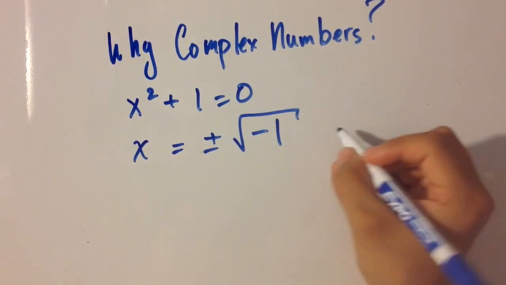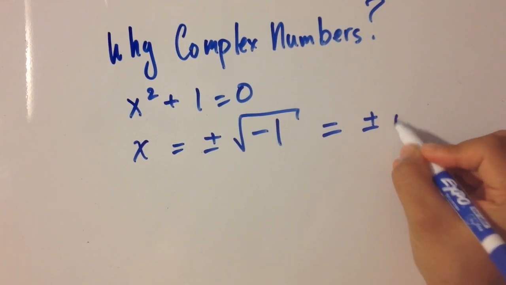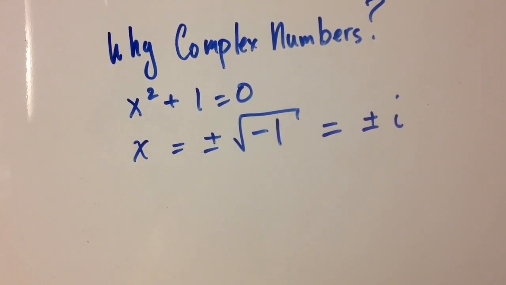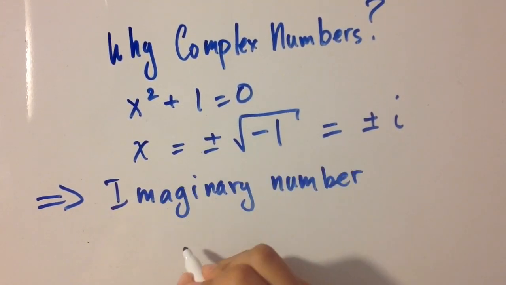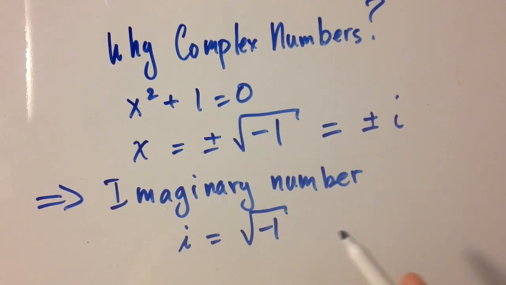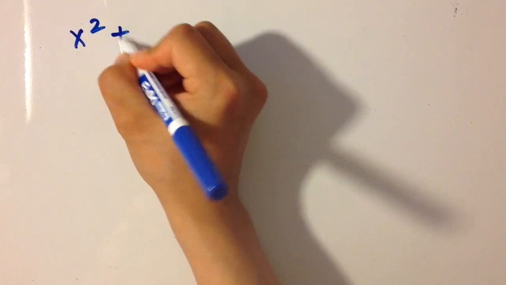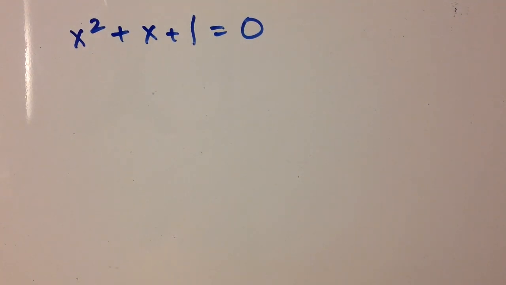However, with complex numbers, we can say that x is equal to plus or minus i, where i is the imaginary number. So you can see that the imaginary number is defined as the square root of minus 1. Using the imaginary number in combination with the real numbers, we would quickly find that now we can solve any polynomial over real numbers. For example, we can now solve the following equation, which we were not able to solve before.